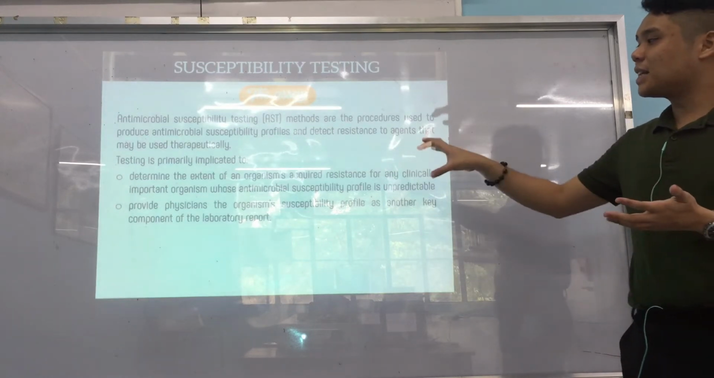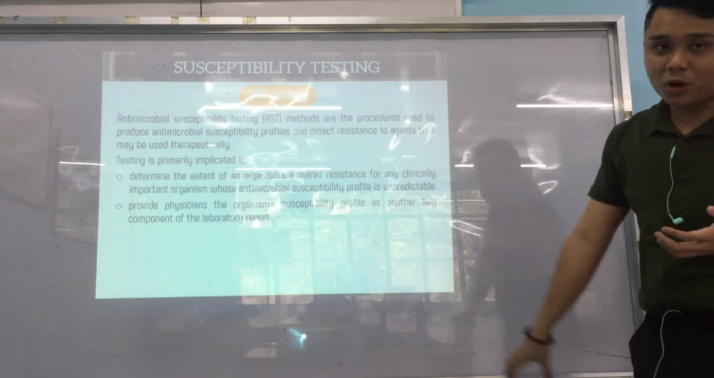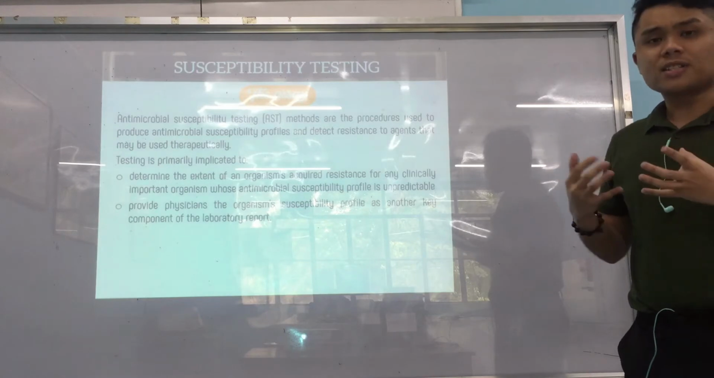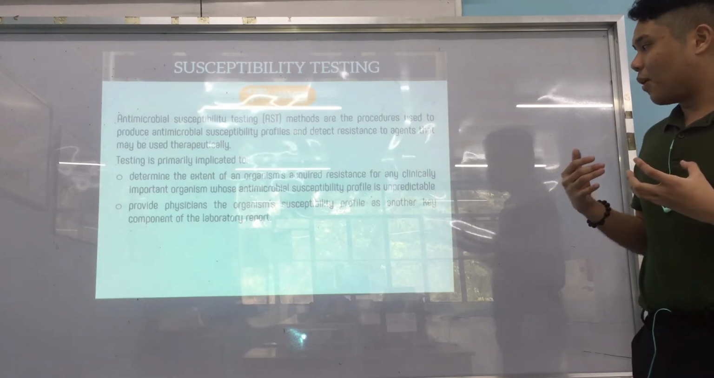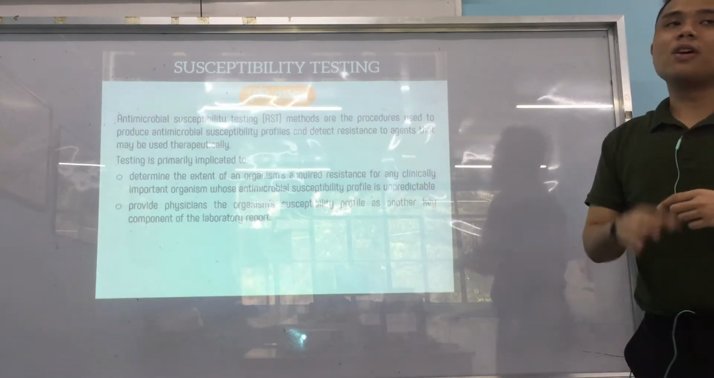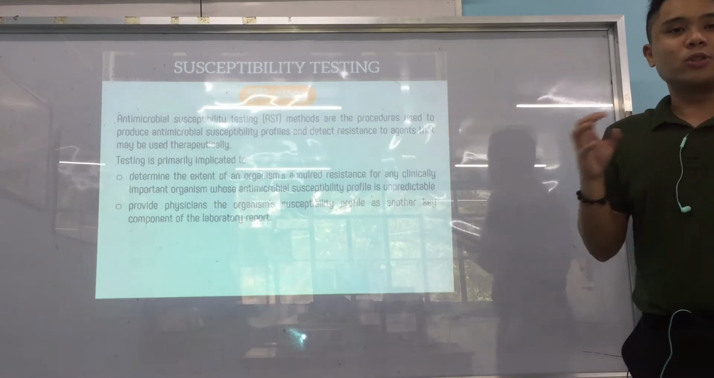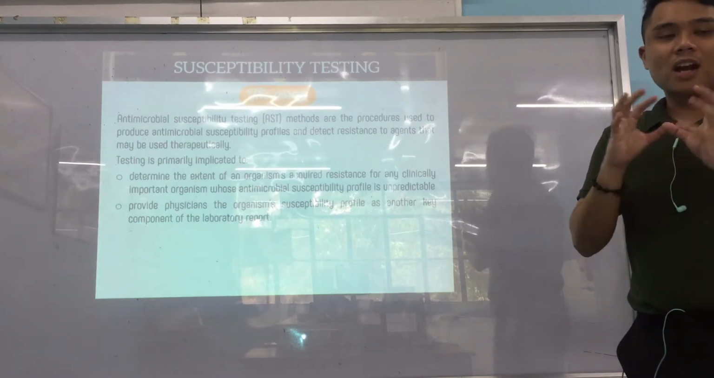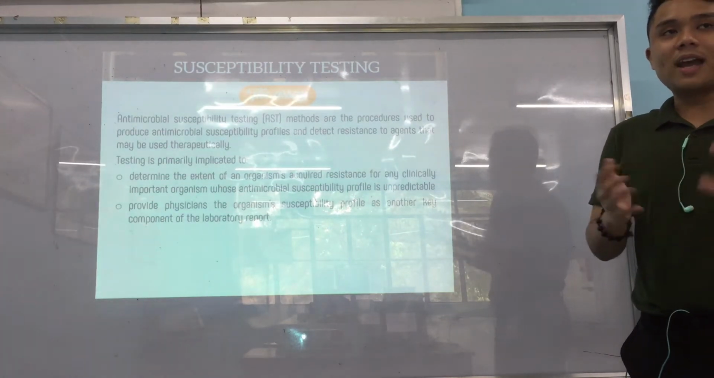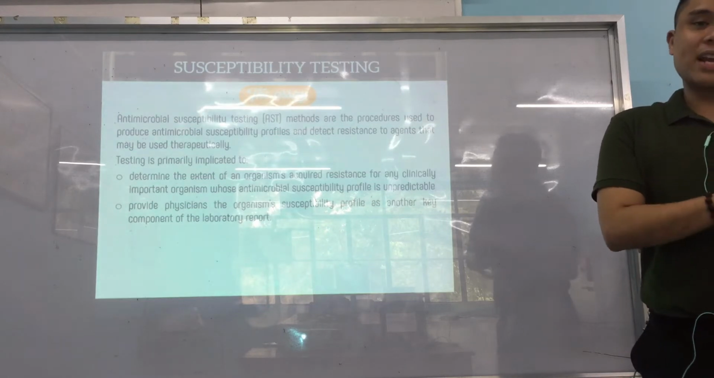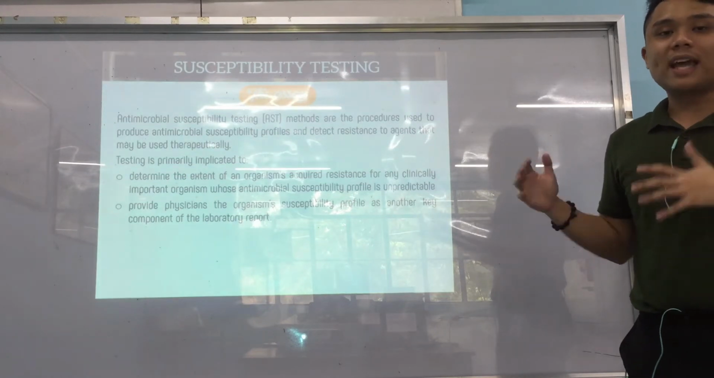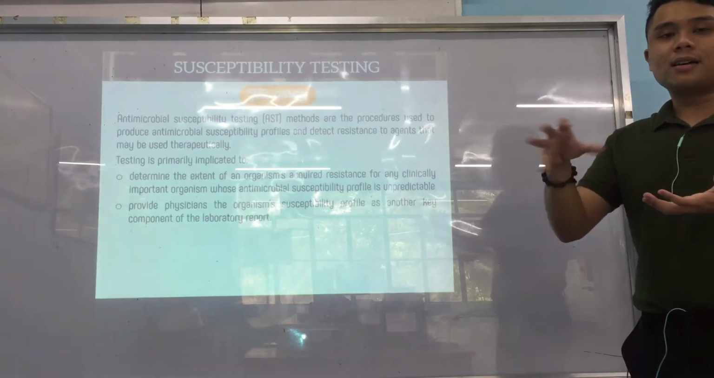Testing is primarily done to determine the extent of the organism's acquired resistance. When you say acquired resistance, it is something the organism obtained. It is also done for any clinically important organism whose AST is unpredictable, especially organisms that are prone to developing resistance when exposed to different agents. So the AST profile is unpredictable. For example, one time it is susceptible to a drug and the next time you test, it is resistant. So it's important that we detect that trend or those mechanisms.